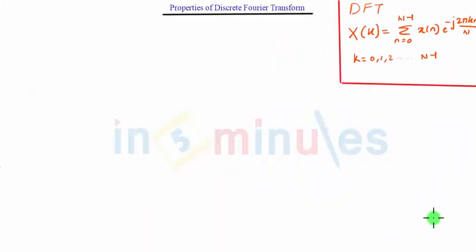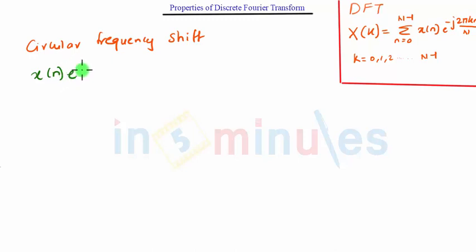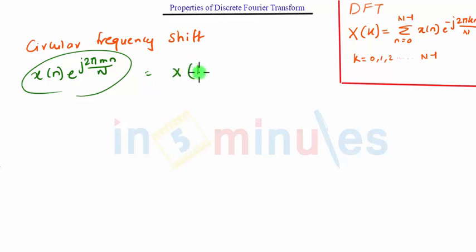Now we move on to the next property, that is circular frequency shift property. This property states that if a discrete time signal, consider x of n, is multiplied by e raised to j 2 pi m n upon capital N, then the DFT of this whole term will be equal to X of k minus m, that is shifted by m units. So let us prove this.